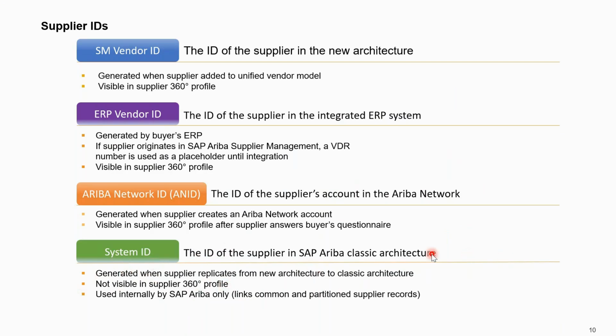So it's a classic structure. Basically, Ariba previously had a different architecture altogether. This ID is system generated, and it is actually not visible in the 360 profile. Due to some feature enhancement, we can make it visible in the 360 profile as well. So that is the differentiation between the four types of ID.